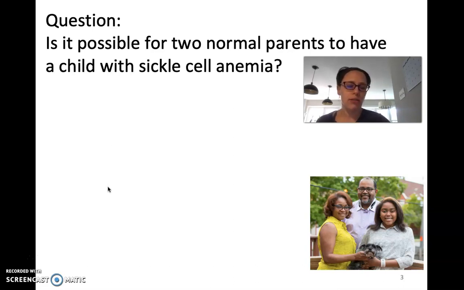Same thing with x-rays. If someone gets x-rays all the time, they will likely get cancer, but it's not because they inherited a gene for cancer like people do with retinoblastoma. So sickle cell anemia is an inherited disease. We know that. So is it possible for two normal parents to have a child with sickle cell anemia?